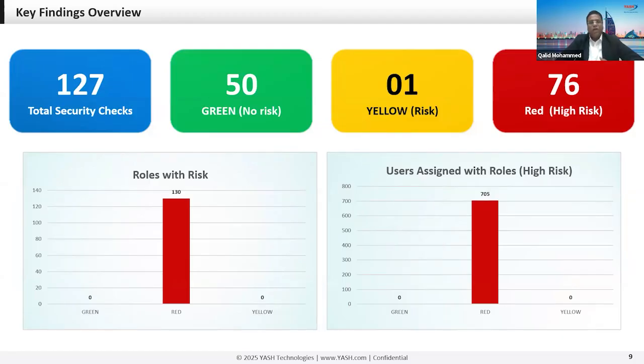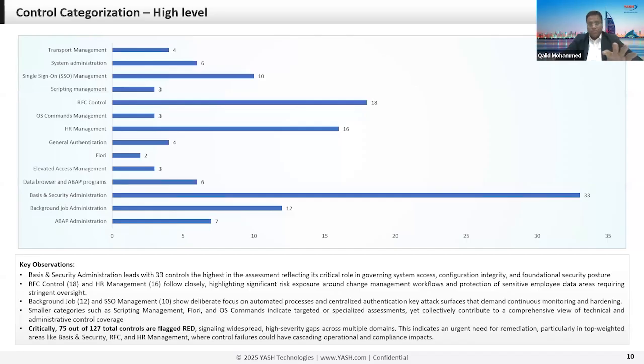reports. Let's say that we have done a total of 127 security checks, and then 15 are green, 76 are in red. So you can see the roles with risk: there are 130 roles for this particular customer, and the users who are high risk are 705. And this is the information on the ITGC controls.